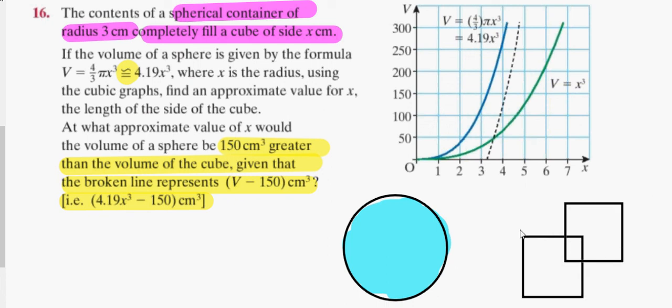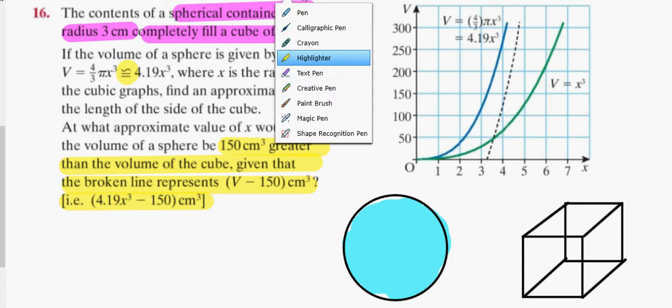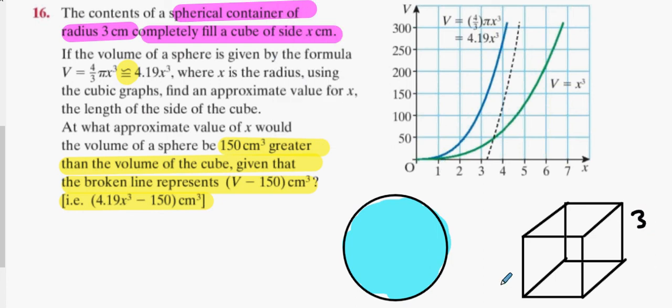Does anybody have a different interpretation of that question other than the interpretation I just gave you? What does it mean by contents, anyway? The contents of a spherical container of radius 3 completely fill a cube of side x. To me, that means what? Volume is contents, yeah? And fill is volume. So, this is a radius of 3, this is a volume of x. So what does that mean about the volume of the cube? The volume of the cube is x cubed.